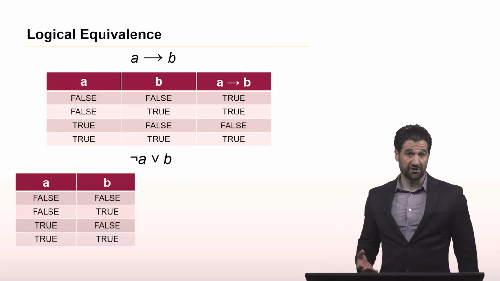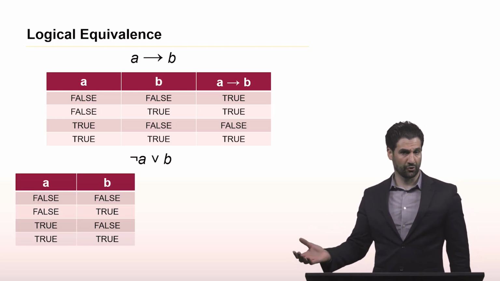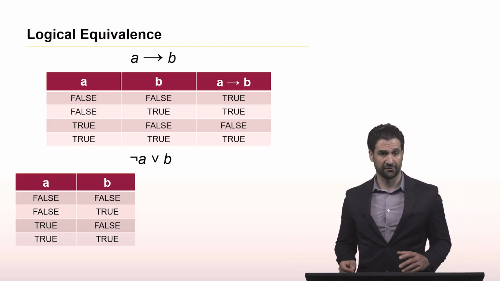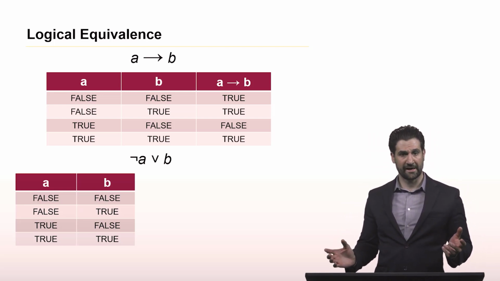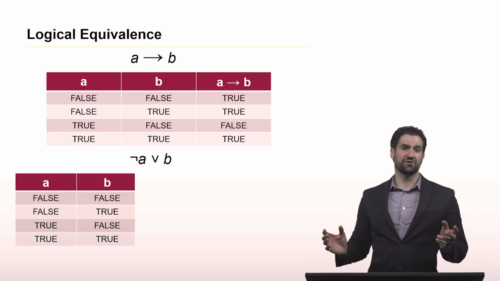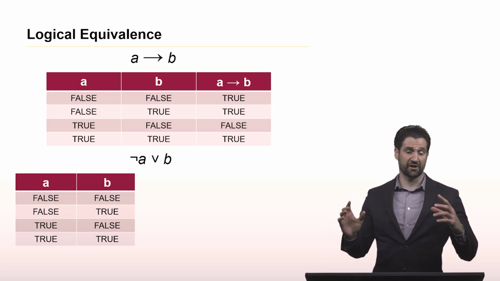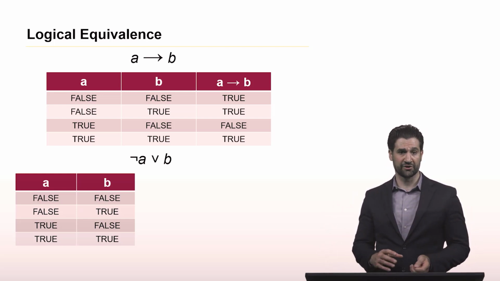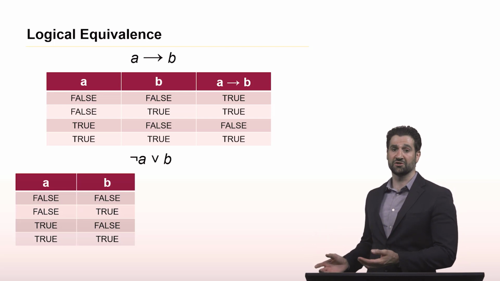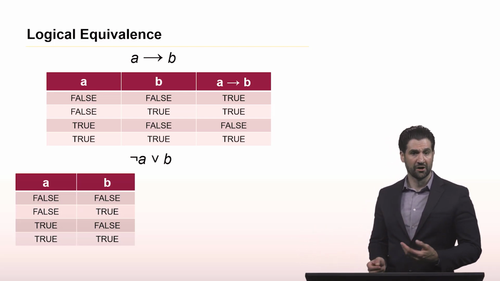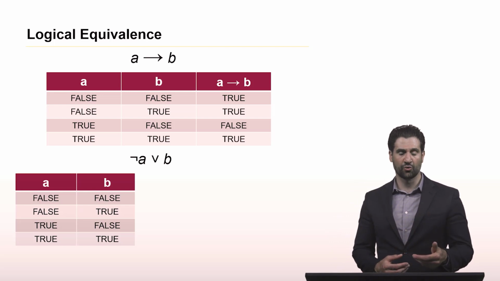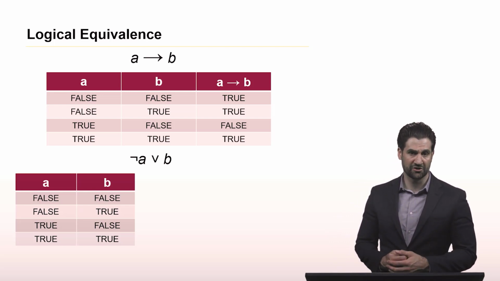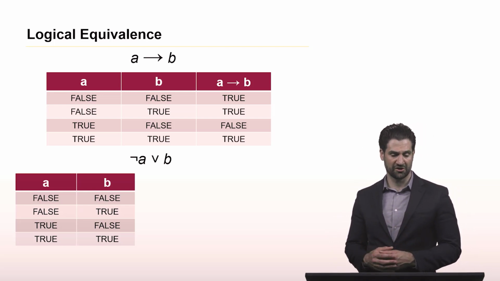So implication gives us a nice opportunity to explore this idea of logical equivalence. You may recall in an earlier lecture we talked about how conjunction, disjunction, and negation were the core logical operators, and other operators such as implication could be derived from them. Well, in this example, I will show you how implication is actually equivalent to a combination using negation and disjunction.